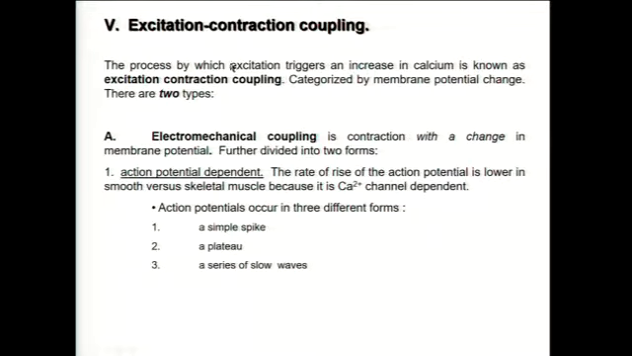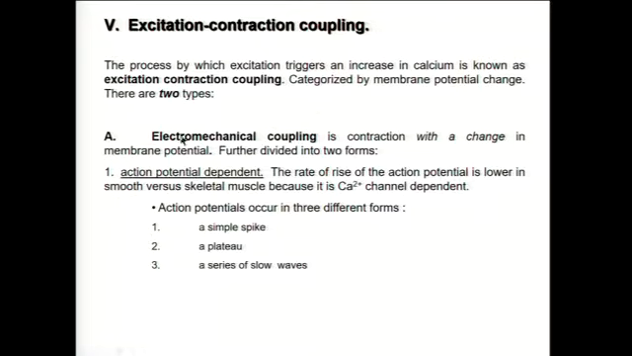So we have a definition we need to get in our heads, and it's unique to smooth muscle. It's excitation-contraction coupling. Excitation-contraction coupling is the process by which excitation triggers an increase in calcium. Of course, calcium is essential for any muscle type to contract or relax. And this is known as excitation-contraction coupling. So how does the smooth muscle cell get that calcium to rise?